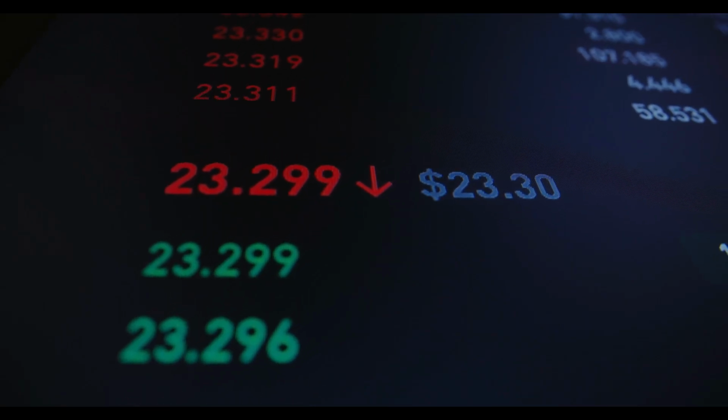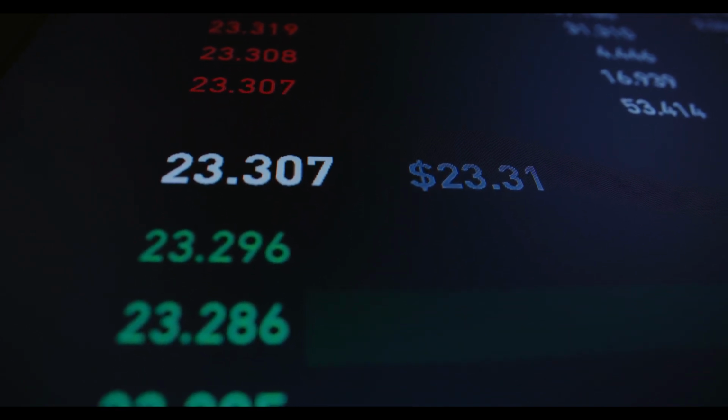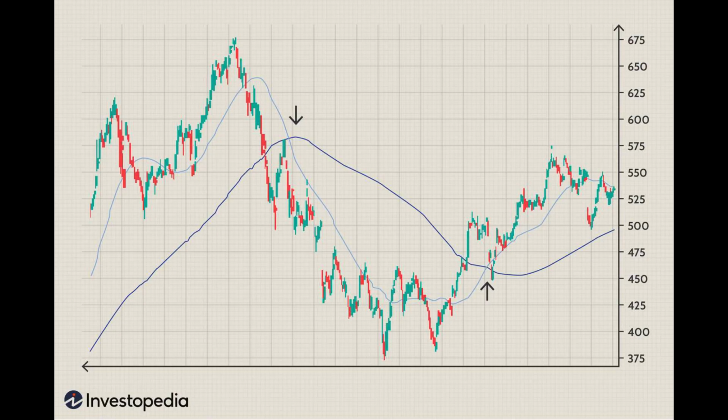Now that we have covered the best indicators, let's move on to the different types of stock trading signals. Number 1. Trend line breakouts. This signal occurs when a stock's price breaks through a trend line, indicating a change in direction. Number 2. Moving average crossovers. This signal occurs when a short-term moving average crosses over a long-term moving average, indicating a change in trend.